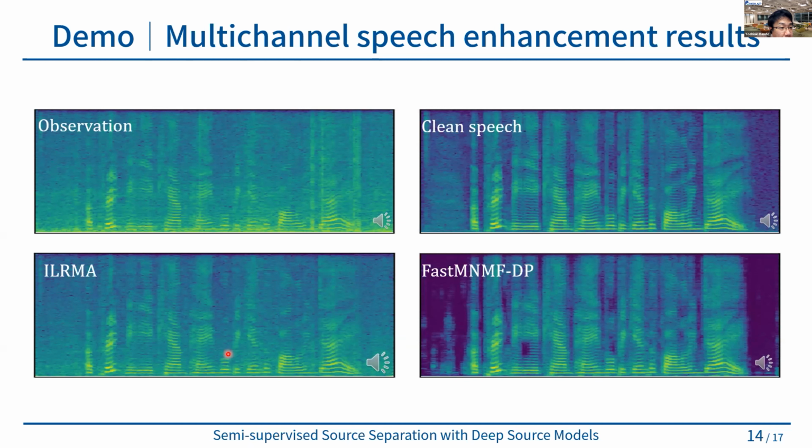And this is the enhanced signal by the ILRMA. A print media campaign will begin the following day. And finally, this one is the enhanced signal by FastMNMF-DP. A print media campaign will begin the following day. So you may hear that the proposed FastMNMF-DP clearly enhances the speech signal.